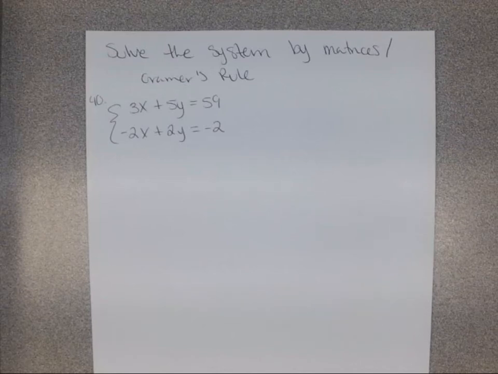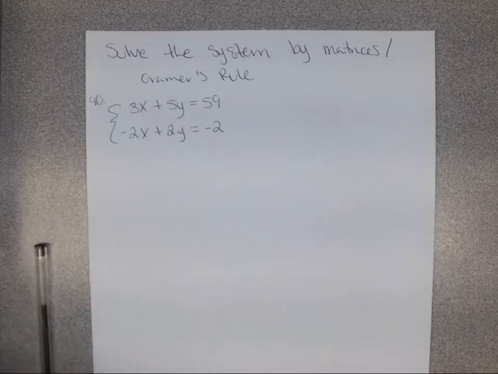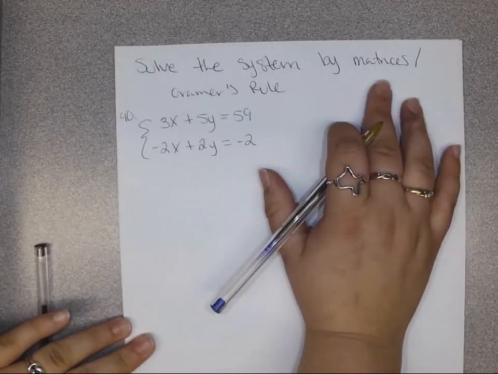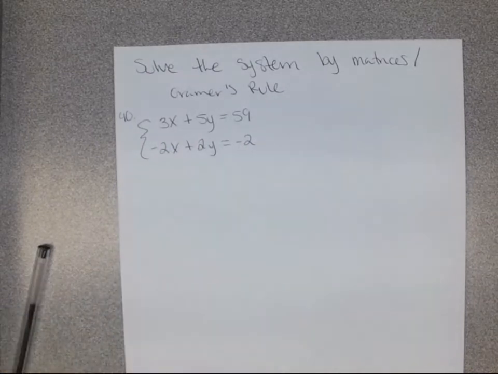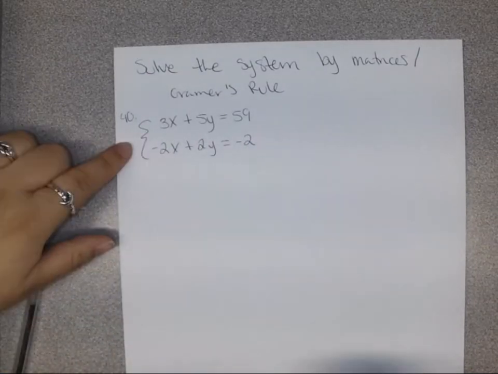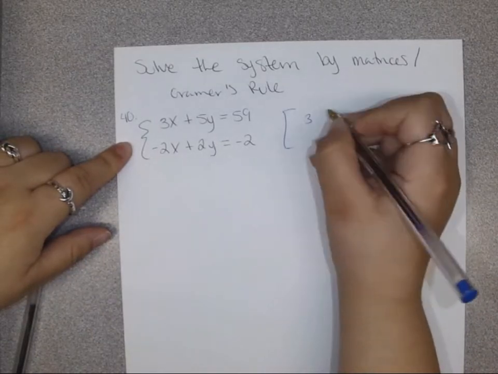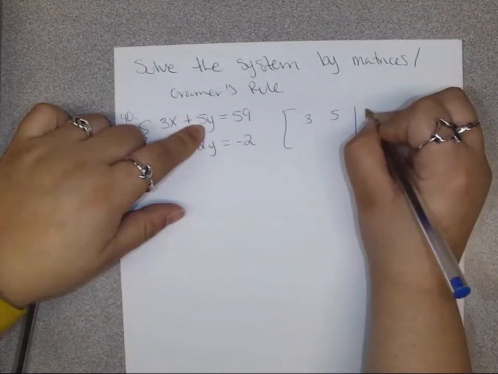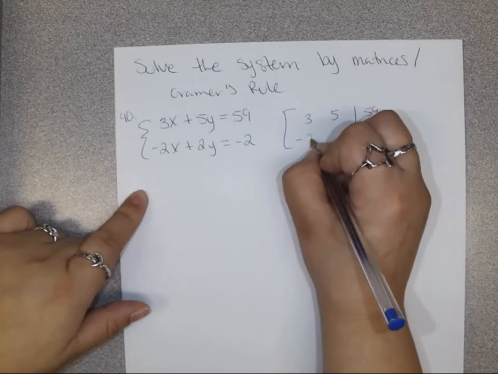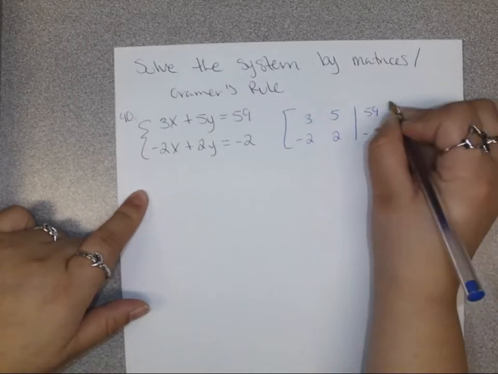Alright, let's solve the system of linear equations by matrices or Cramer's rule. So, let's start with our matrices method. If we're trying to solve our system of equations, first we have to convert it into a matrix. So we have 3, 5, 59, -2, 2, and -2.